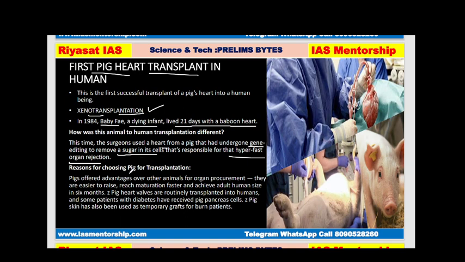Why have we taken pigs? Why have we chosen the pig? Because they are easier to raise. They reach maturation faster and achieve human adult size in just 6 months. They are very good in adaptability. That's why we have taken them.